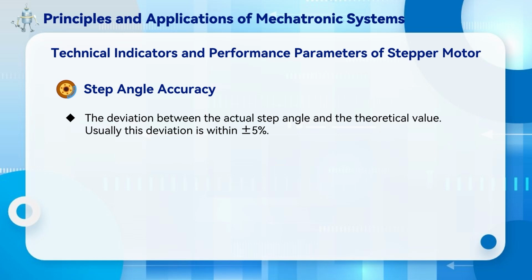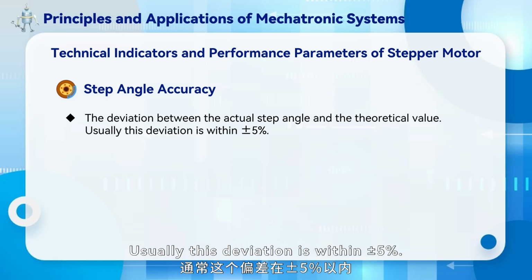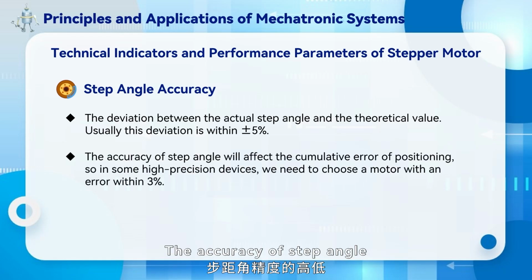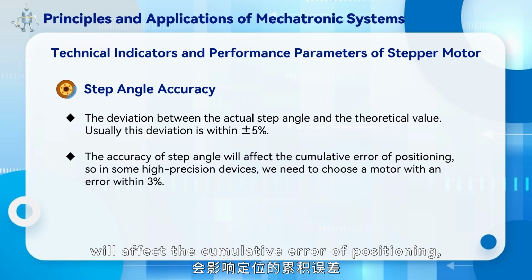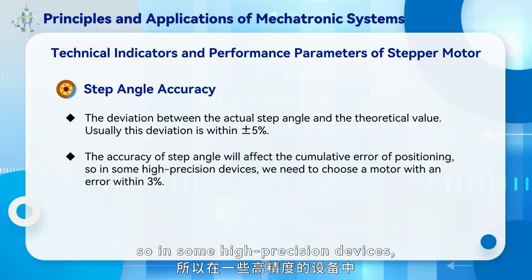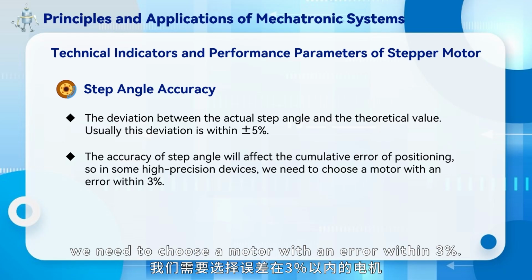Next is the step angle accuracy, which represents the deviation between the actual step angle and the theoretical value. Usually this deviation is within plus or minus 5%. The accuracy of step angle will affect the cumulative error of positioning. So in some high-precision devices, we need to choose a motor with an error within 3%.